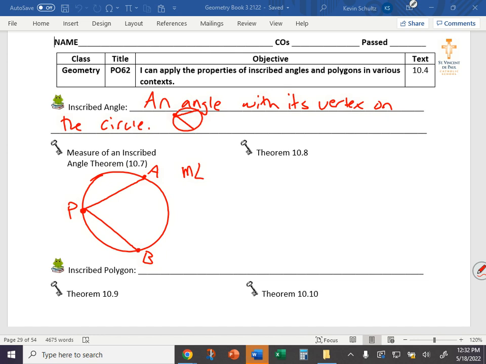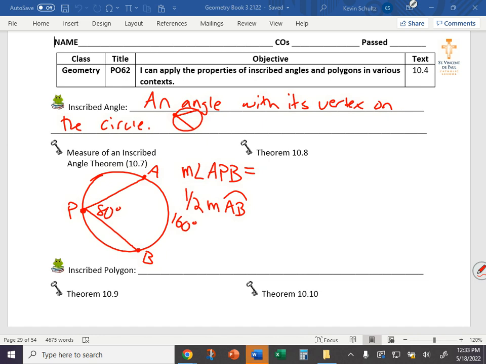All right. The measure of angle APB is equal to half the measure of arc AB. Half the measure of arc AB. So whereas central angles were equal to the arc, inscribed angles are half the measure of the arc. So if this angle looks to be about 80 degrees or so, what would the measure of arc AB be? Joy? 160. Okay?